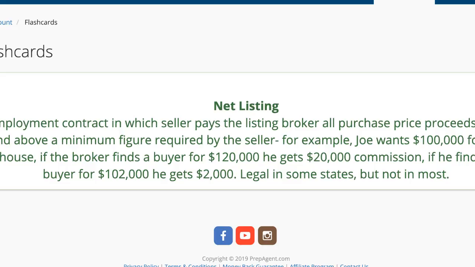And the reason why people always answer it's legal or illegal in their state is because it differs from state to state.